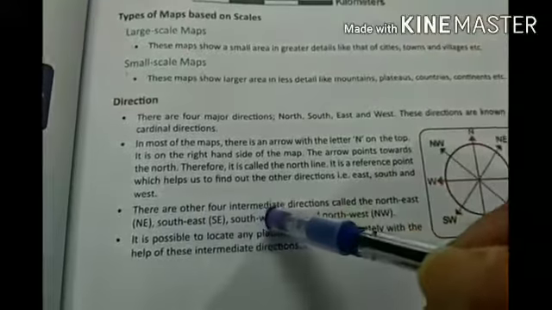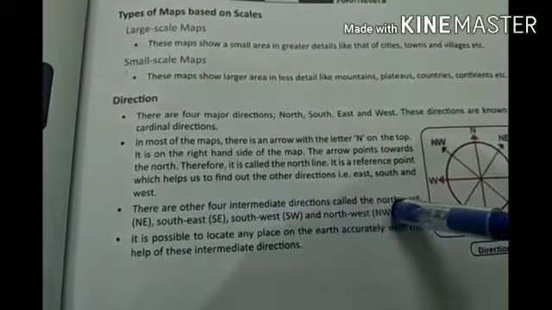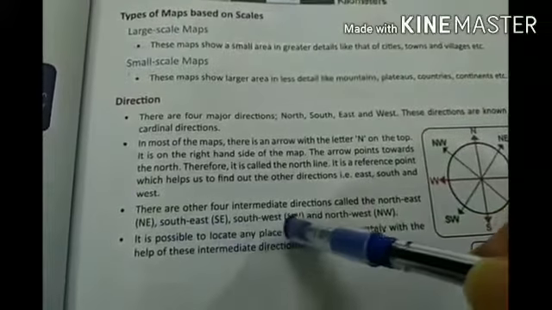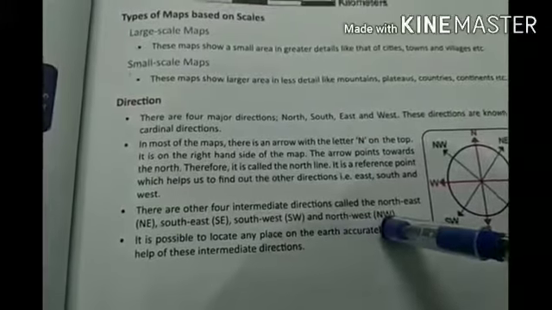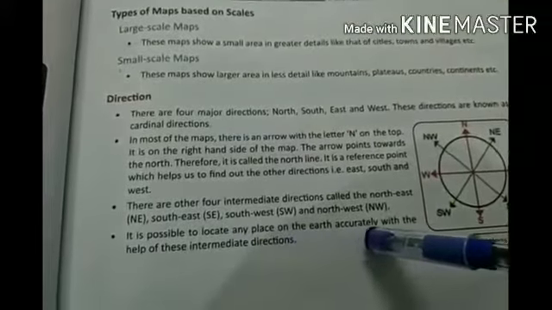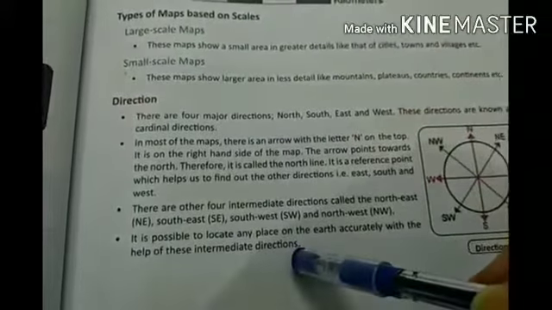There are other 4 intermediate directions called the northeast, NE, southeast, SE, southwest, SW and northwest, NW. It is possible to locate any place on the earth accurately with the help of these intermediate directions.